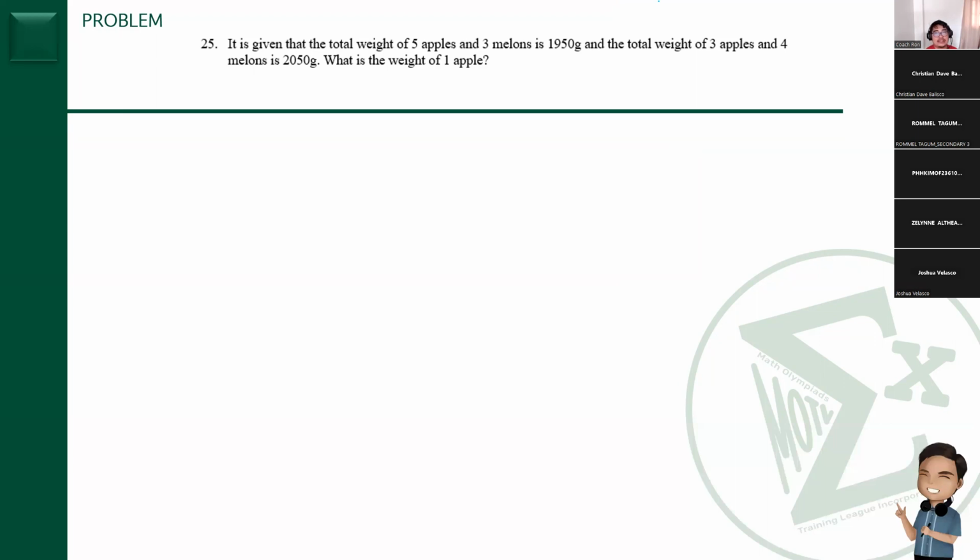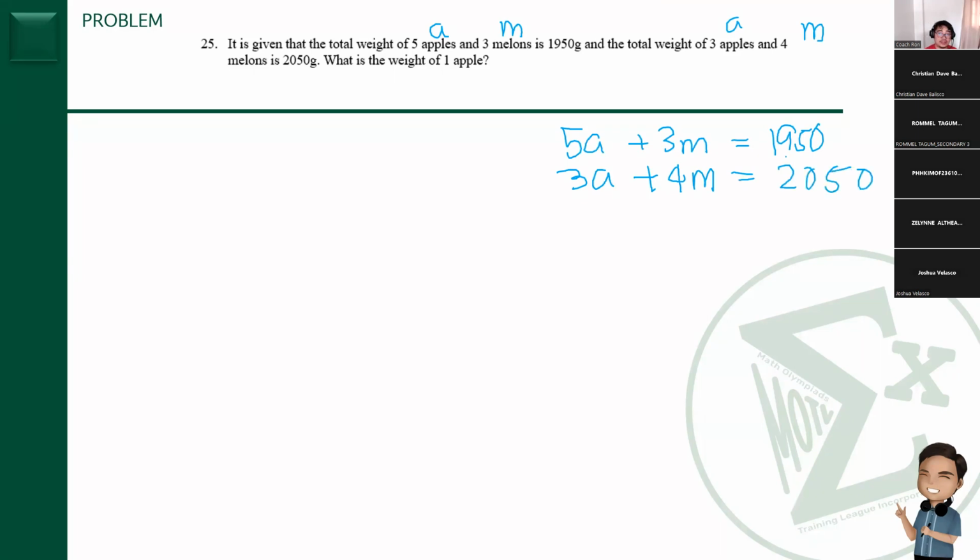Let's solve for this one. Now, this is 2 equations, 2 unknowns, right? So A and M. Let's go with A and M. 5A plus 3M is 1950, and 3A plus 4M is equal to 2050. Depends on what you're comfortable with. For now, I'll just finish number 25 and we'll get back to the radius question.